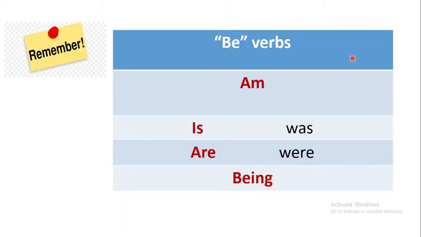Now next, you know the tense, you know the past participle form. Now we are going to learn about be verbs. There are some be verbs, children. These are called be verbs: am, is, was, are, were and being. But what I have given in red color are the things that we are going to use in today's lesson. Am, is, are and being.